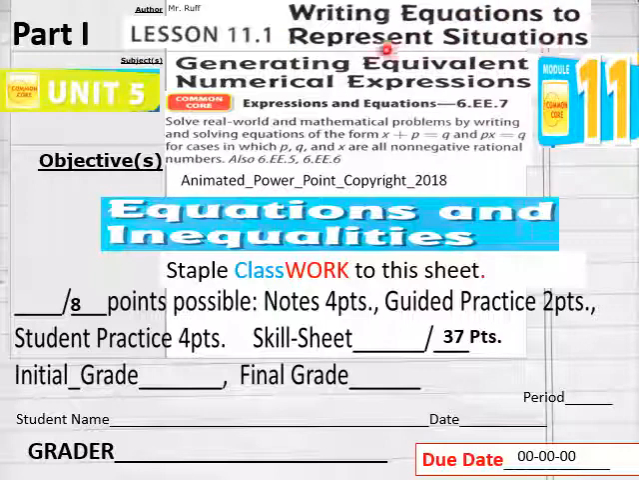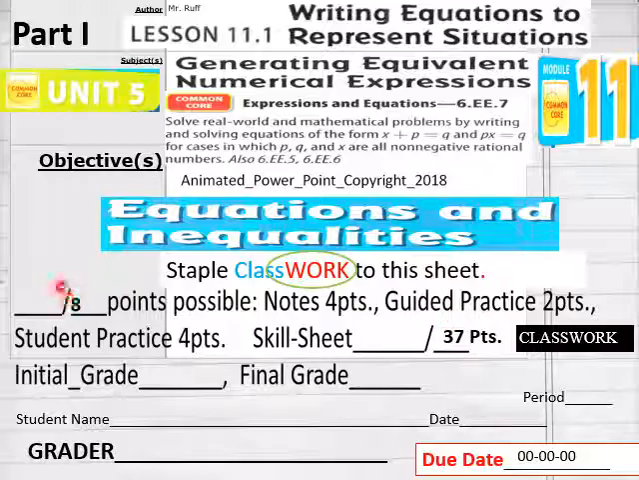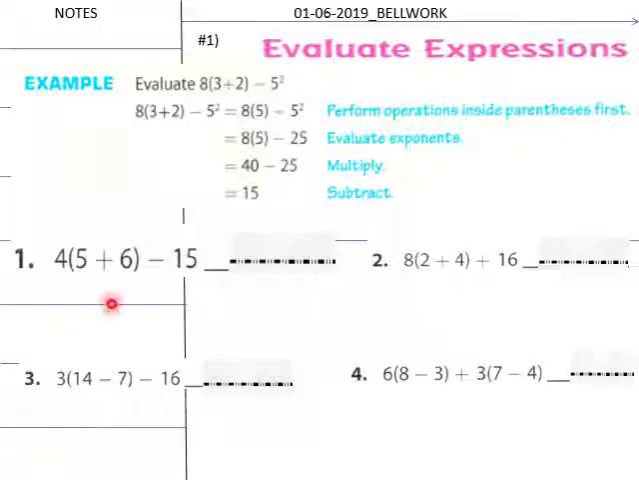11.1, writing equations to represent situations. This is Unit 5, Part 1, generating equivalent numerical expressions. Here's the standard. And this is 37 points of classwork and 8 points of note-taking.